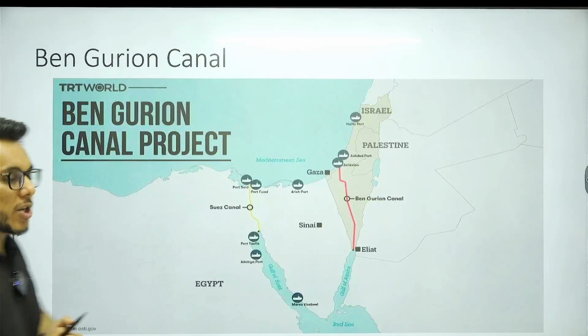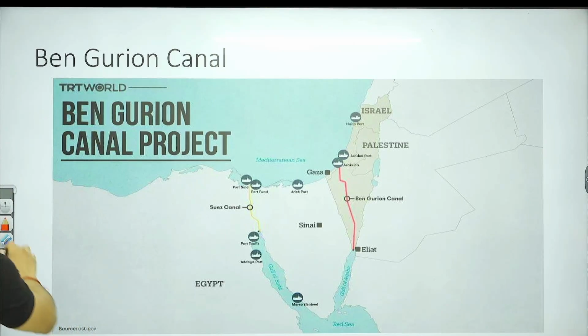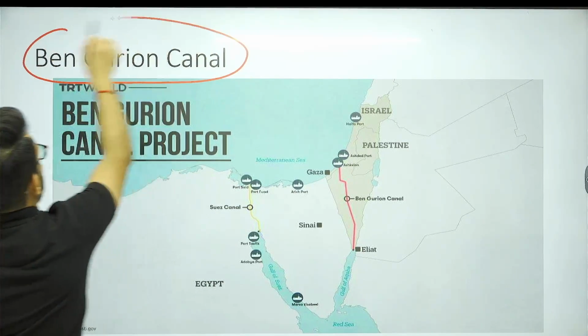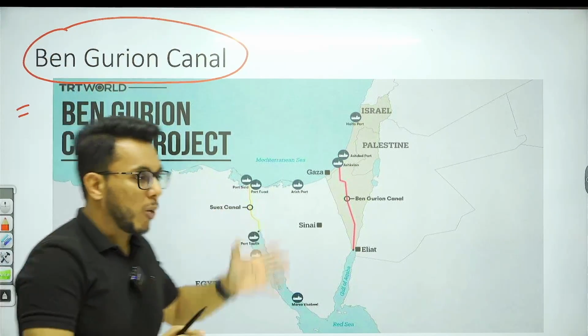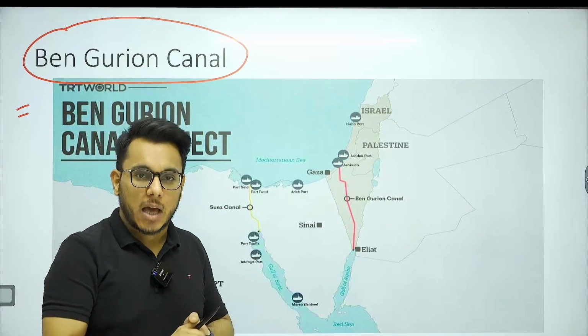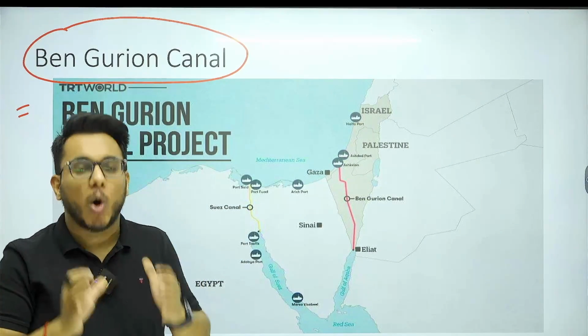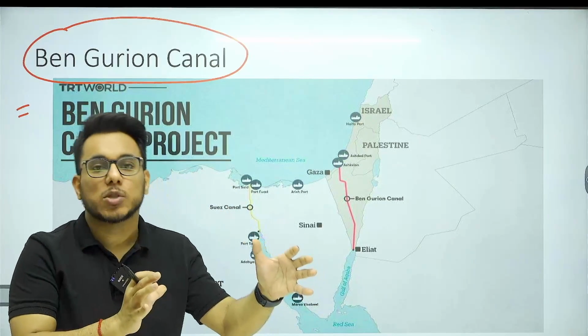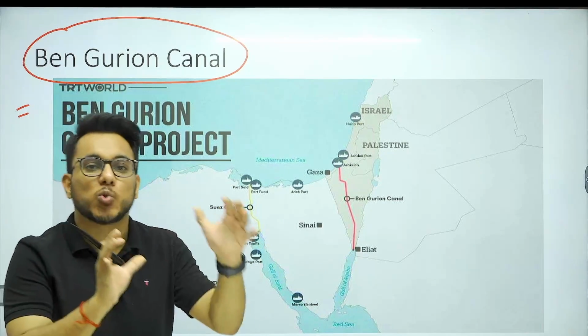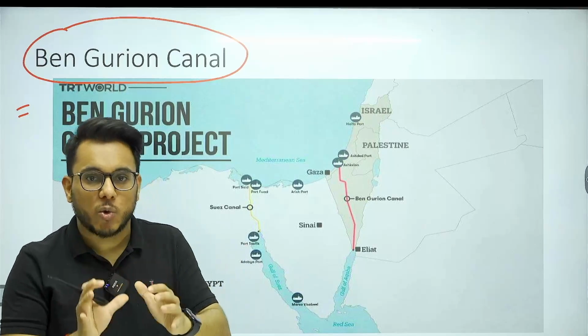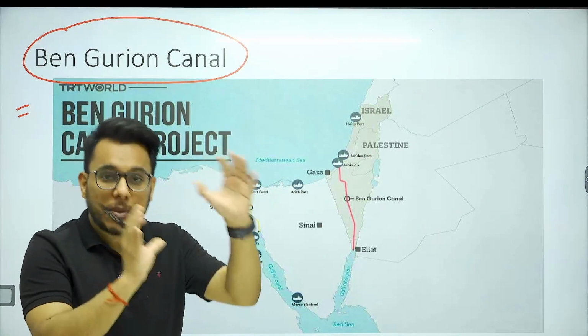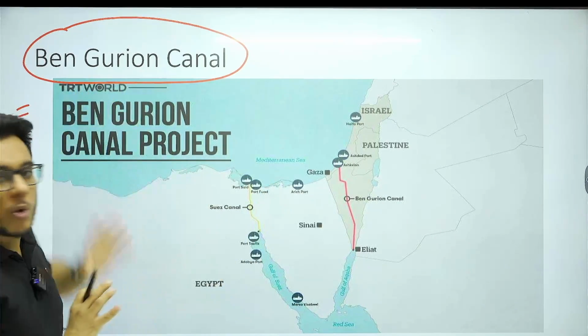First location that we are going to discuss is Ben Gurion Canal Project. Now what is this Ben Gurion Canal all about? So it is an alternative that has been proposed by US, an alternative to Suez Canal. US wants to connect Red Sea with Mediterranean Sea through Ben Gurion Canal.